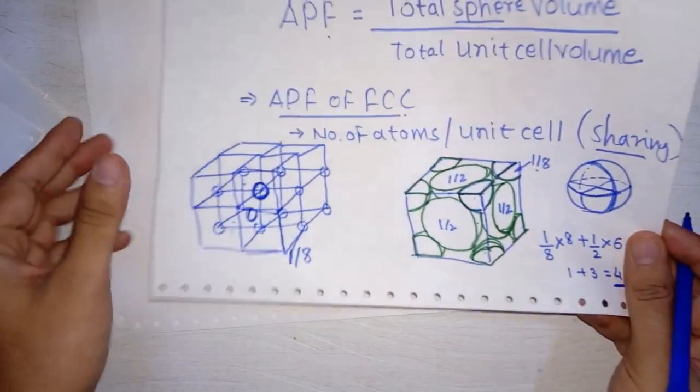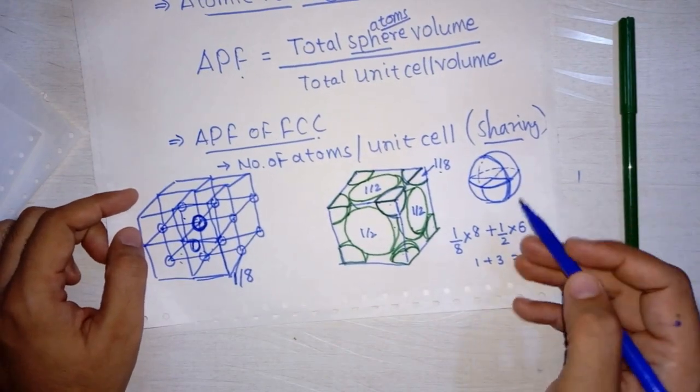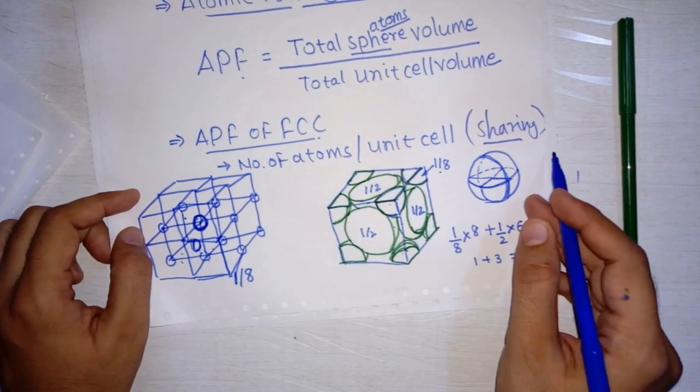Alright, so let's end this lecture over here. We will continue the calculation of APF of FCC in the next lecture.